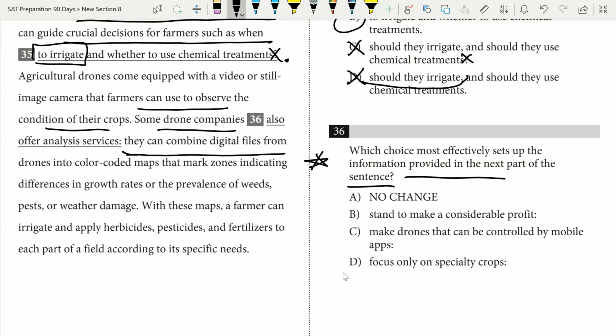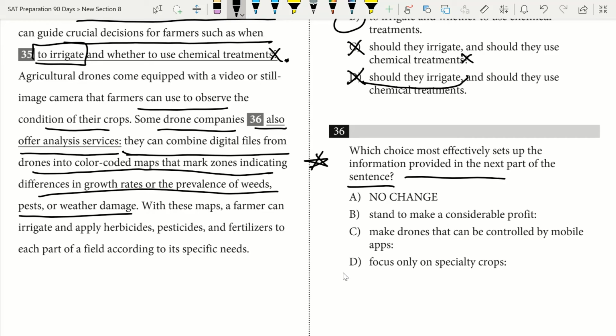They can combine digital files from drones into color-coded maps that mark zones indicating differences in growth weights or the prevalence of weeds, pests, or weather damage. Okay, this is really showing me that it can provide in-depth analysis in detail, provide data for these farmers as far as what they're going to need. So let's look for an answer choice that says that. We have option A, also offer analysis services. Yes, that is offering an analysis service. They're analyzing the prevalence of weeds, analyzing weather damage, analyzing pests. So that would be our correct answer there.